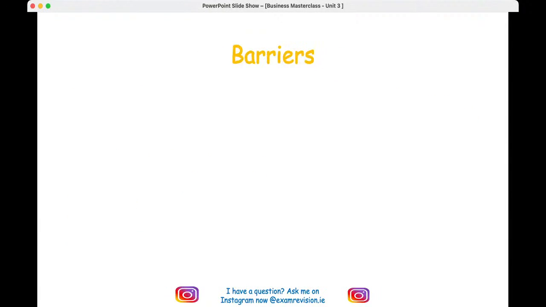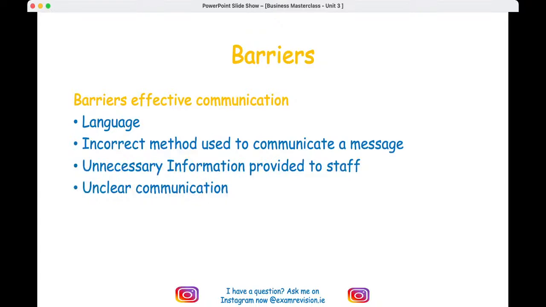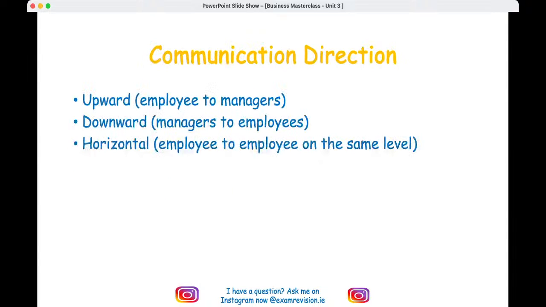There's also some barriers that we need to be aware of to effective communication. So like language, sometimes the incorrect method to communicate the message might be used, unclear communication, or maybe there's too much information and then it makes things confusing. And these are all different barriers that a manager needs to be aware of. There's different ways that communication can go. It can go upward, so from employee to managers. It can go downward, so from managers to employees, or it can go horizontal, so across employees on the same level.